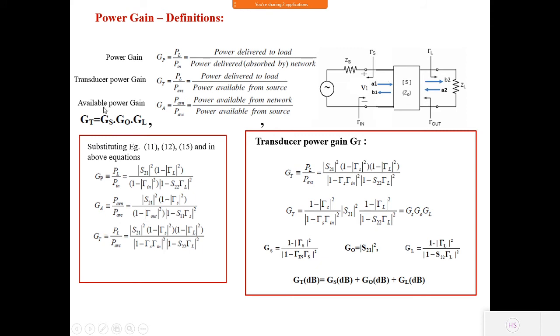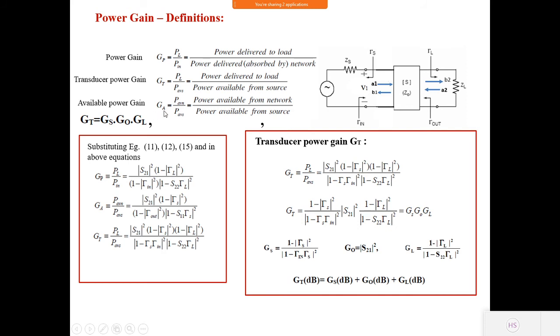Next is the available power gain, denoted by the letter GA. Transducer power gain is represented by GT. Power gain is represented by GP. Do not confuse these notations. GP, GT and GA are very important. From here on we use only these notations. GP means power gain, so PL by PIN should come to your mind. GT means PL by PAVS.